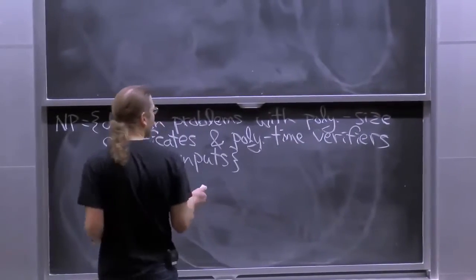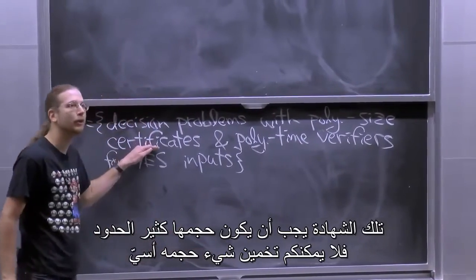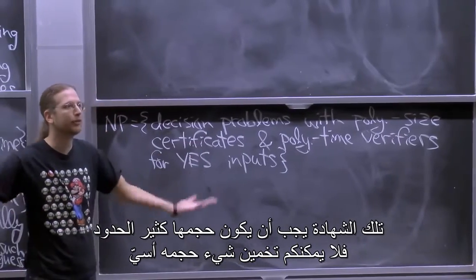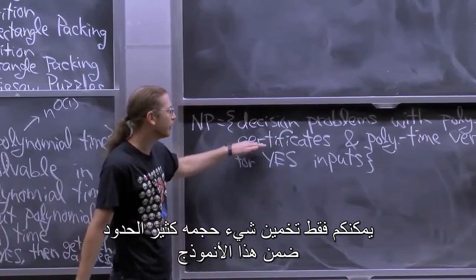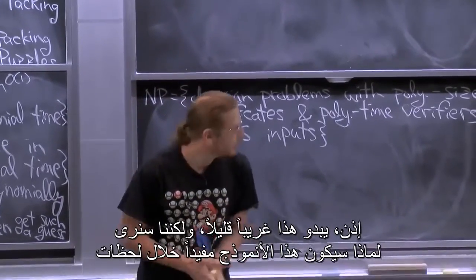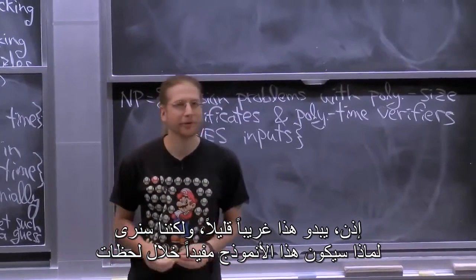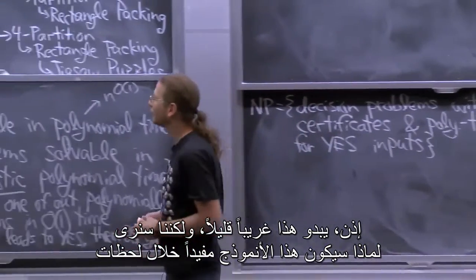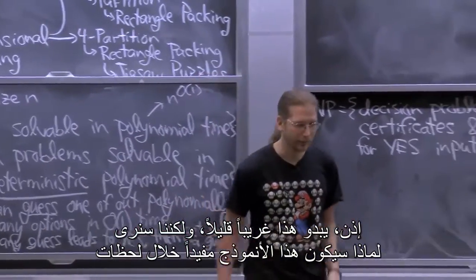Yeah, it's just that the certificate has to be polynomial size. You can't guess something of exponential size. You can only guess something of polynomial size in this model. OK, so it seems a little weird, but we'll see why this is useful in a little bit.